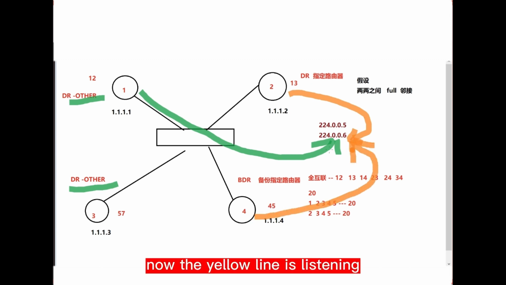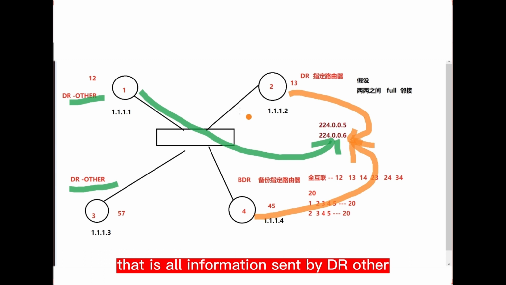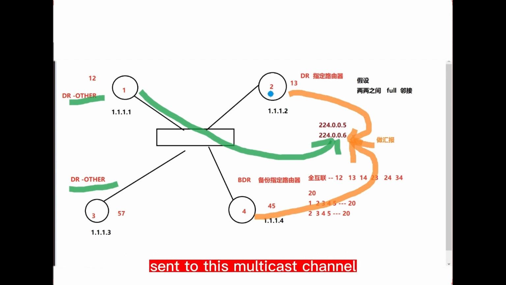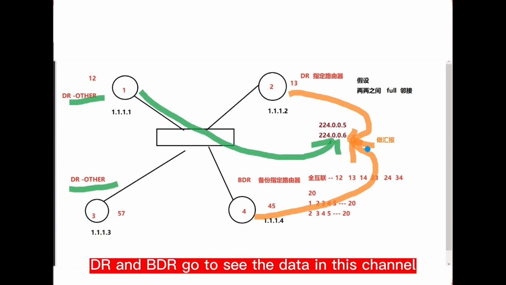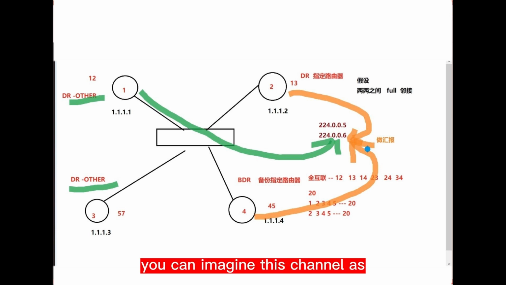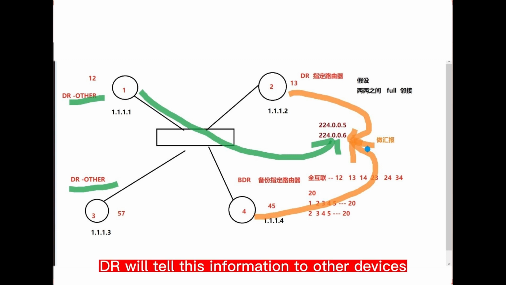Now the yellow line is listening and the green line is sending. DR and BDR monitor this channel. That is, all information sent by DR other is sent to this multicast channel. DR and BDR go to see the data in this channel. You can imagine this channel as DR other reporting to DR. DR other sent an update, and DR and BDR received it. After receiving, DR will tell this information to other devices.